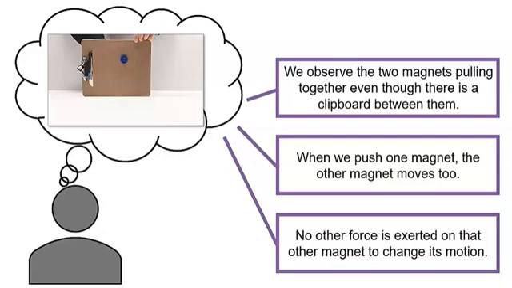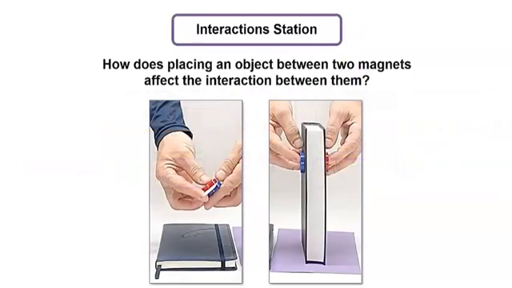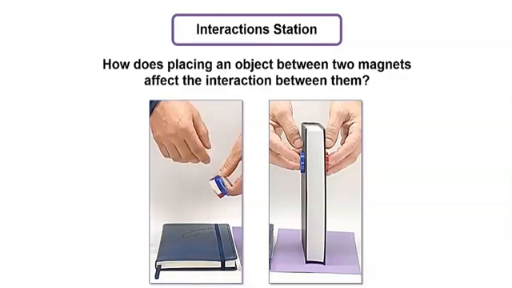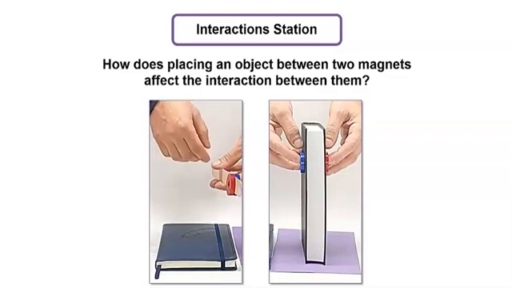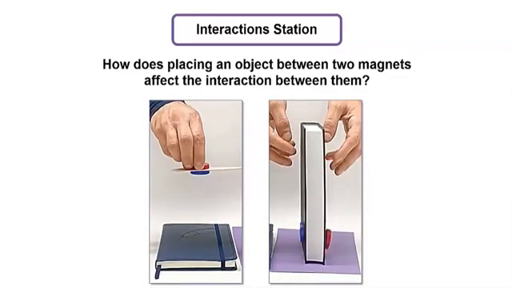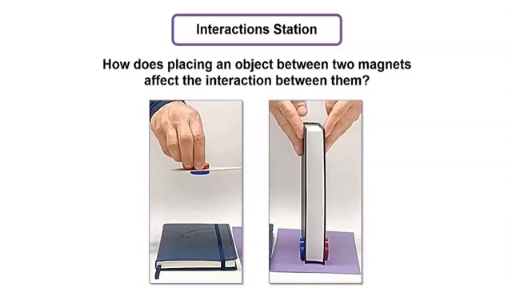You know, the interaction between the two magnets reminds me of the interaction station from our last lesson. We investigated the question, how does placing an object between two magnets affect the interaction between them? We saw that when we place a thin object between two magnets, the magnets are attracted to each other. But when we put a thick object between two magnets, the magnets aren't attracted to each other. Hey, this is an example of a cause and effect relationship.